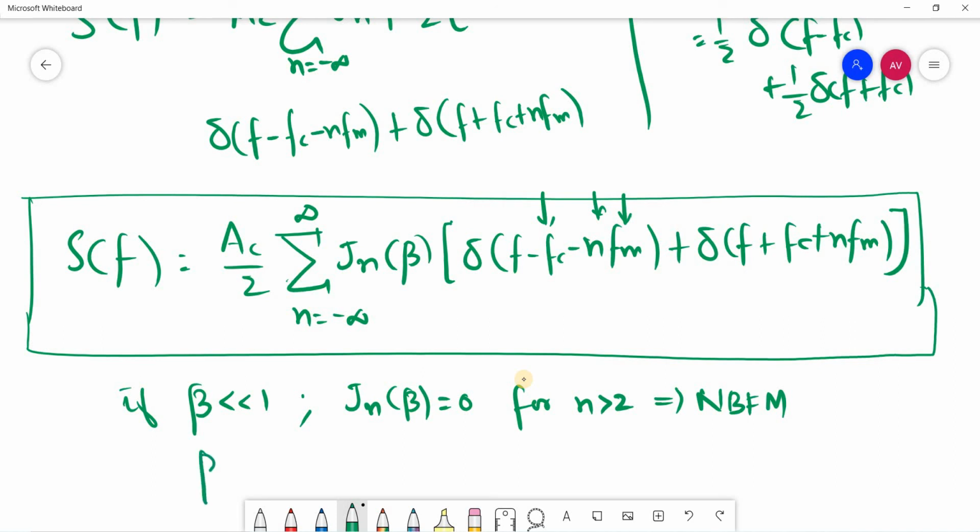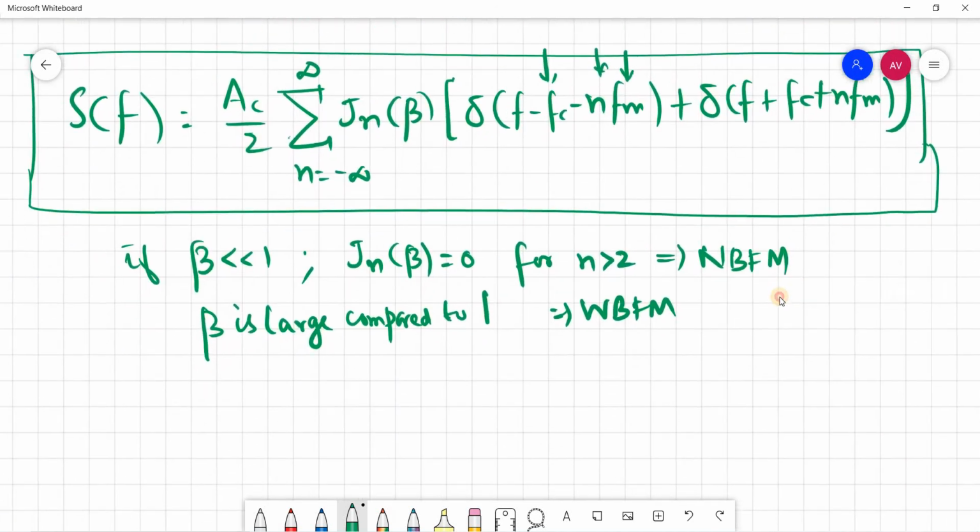So when beta is large compared to 1, then it is actually wideband FM. Ideally it will have infinite frequency components, which will be on either side of fc and minus fc. So that's what we have. Now I'll show you what this Jn beta actually is, and we'll wind up today's session.